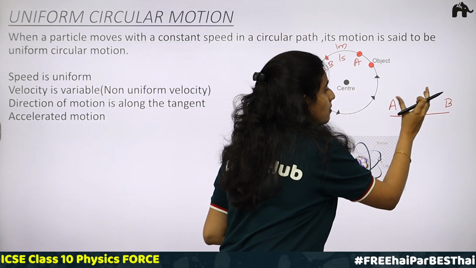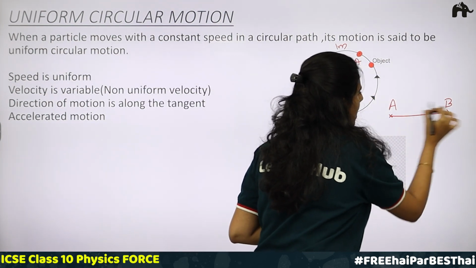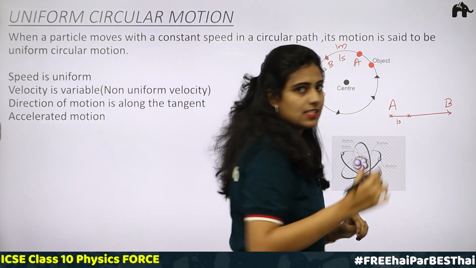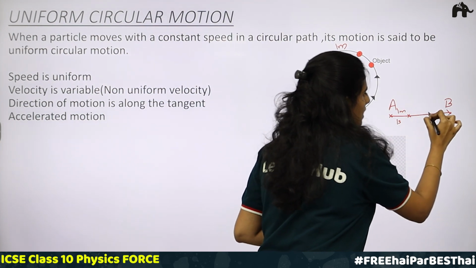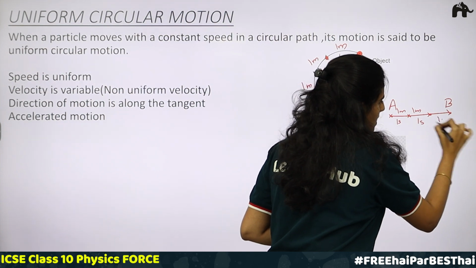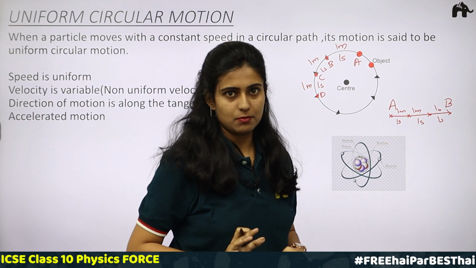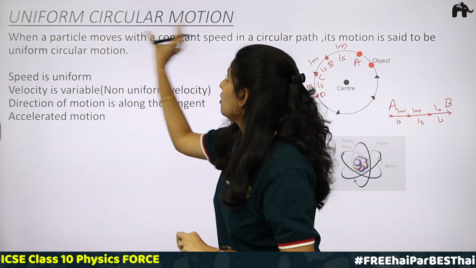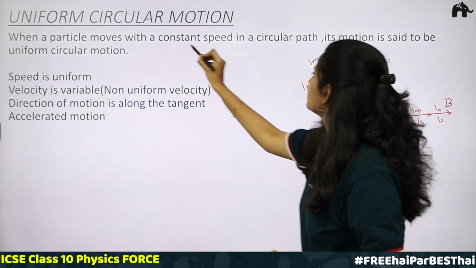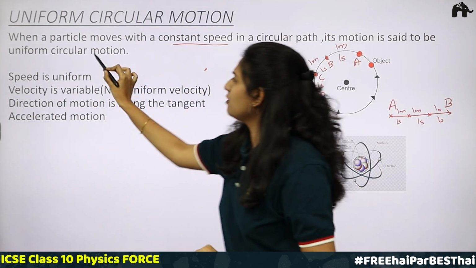If it is uniform linear motion, then what happens? Here, to travel from A to B, first the boy reaches this point in 1 second. Let us say he had travelled 1 meter. Then he reaches this point. Next 1 second he travelled 1 meter. Next 1 second he travelled 1 meter. Again he is travelling equal distance in equal intervals of time. So, understood what the meaning of uniform circular motion is? When a particle moves with a constant speed in a circular path, its motion is said to be uniform circular motion.